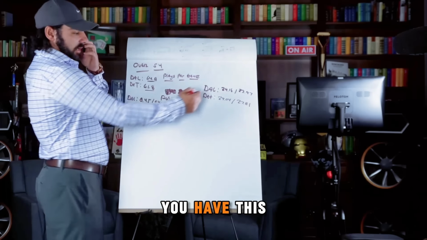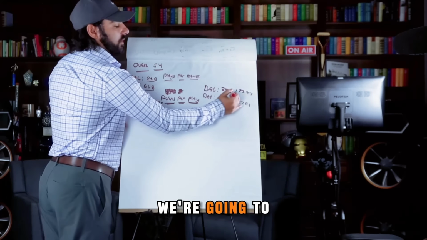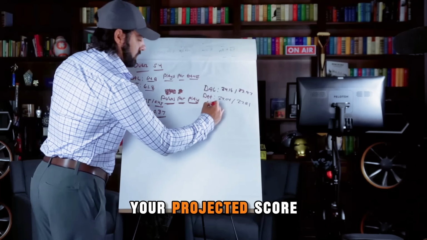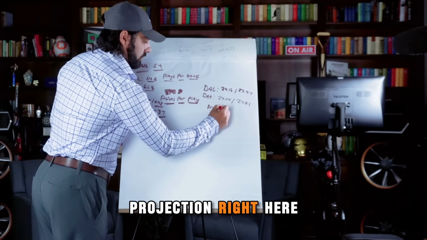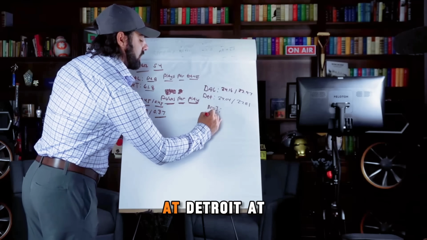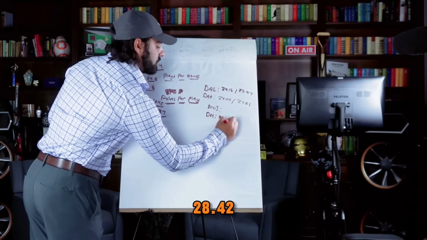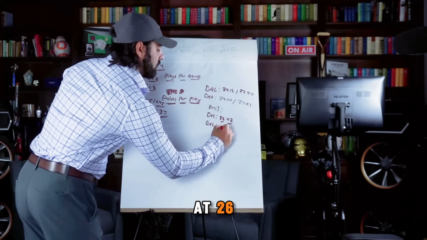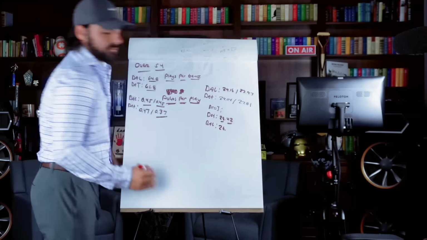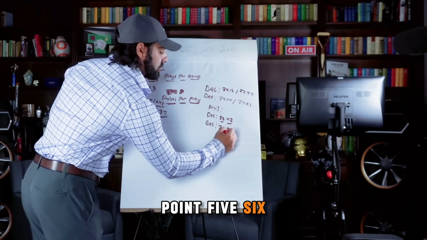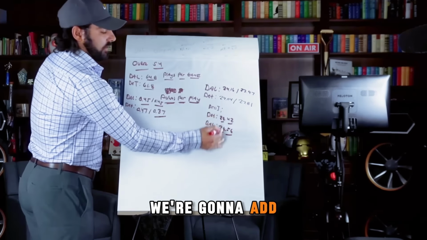So now once you have this, what we're going to do is add both of these together and then divide by 2 to get your projected score. All right, so we're going to put our projection right here. That projected score puts us at Detroit at 28.42 and then Dallas at 26.56. Now what we do here is we add both of those together.